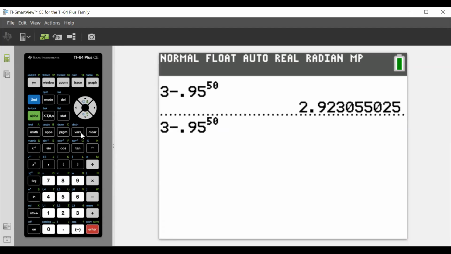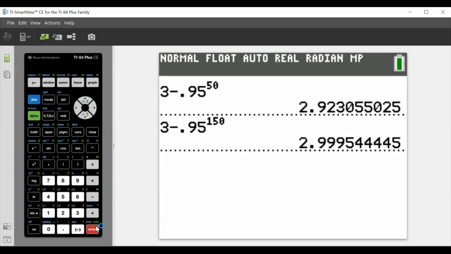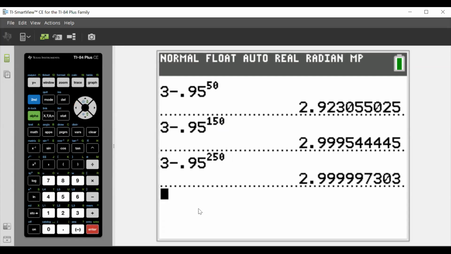Now let's go back, and now we want to go to 150. And so we get 2.9995, and we had 1, 2, 3, 4, and we'll put a 4 there. So we had that many. Now we'll go up to 250, and so we get 2.99999. So that's as many decimal places as we had.